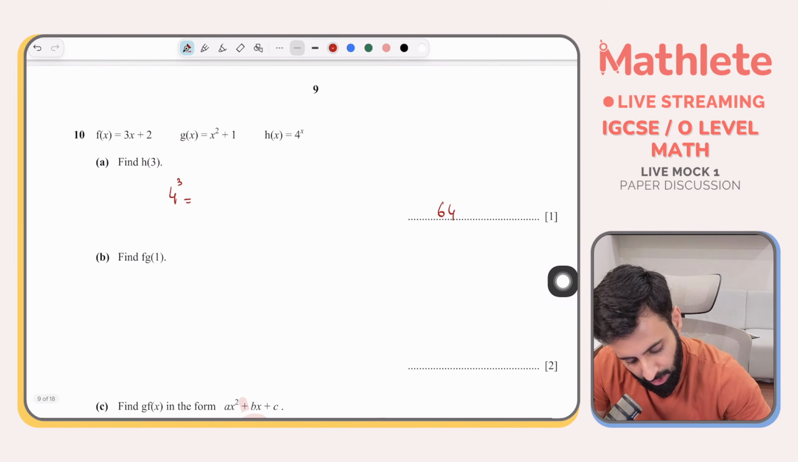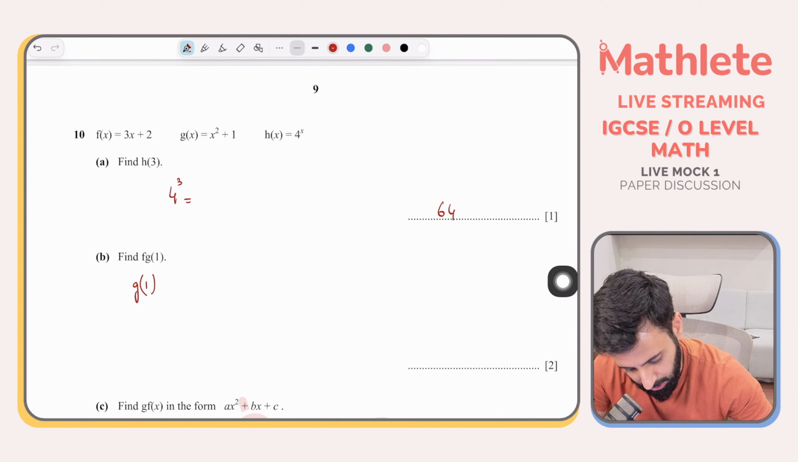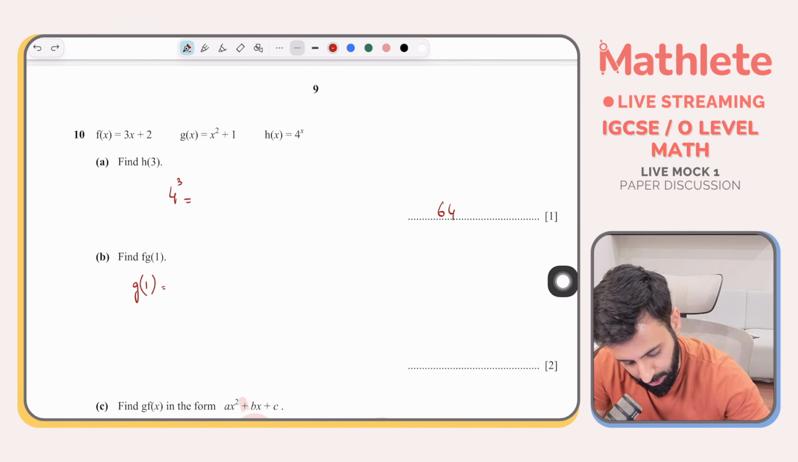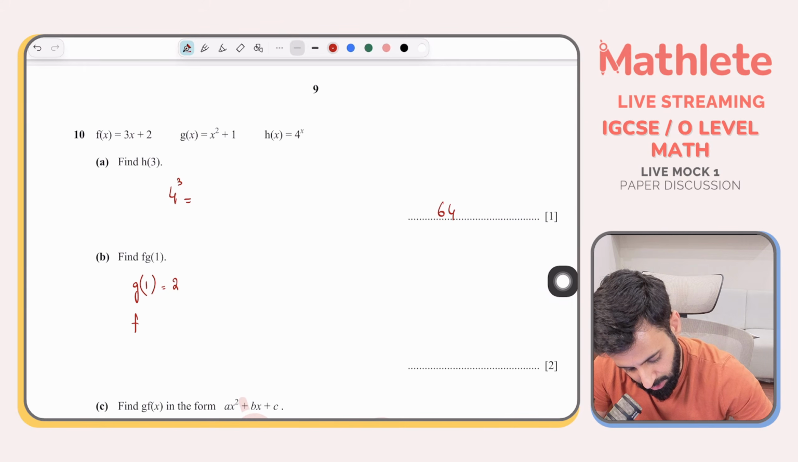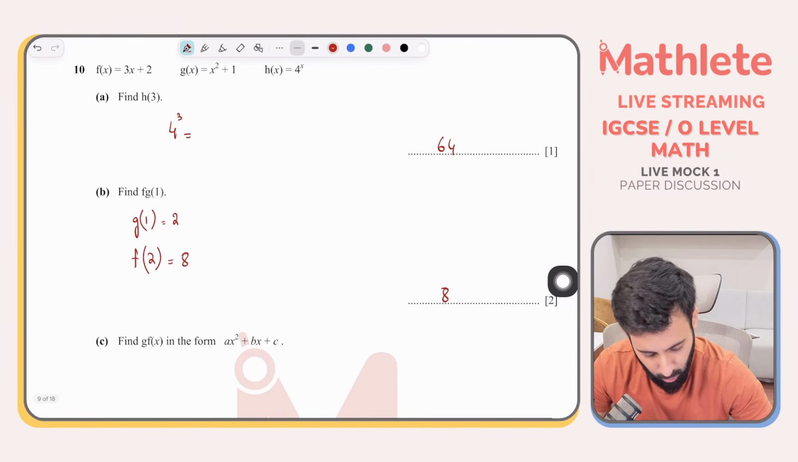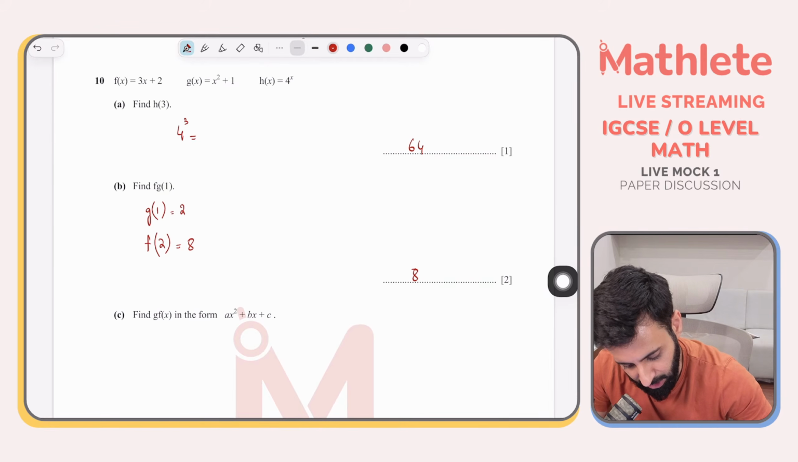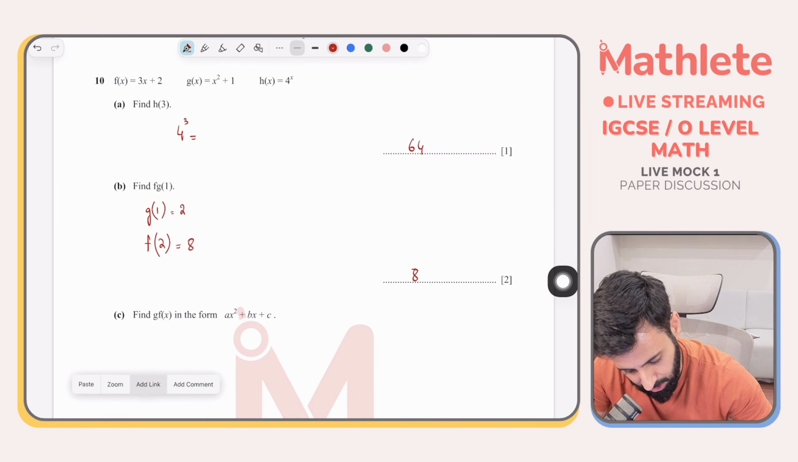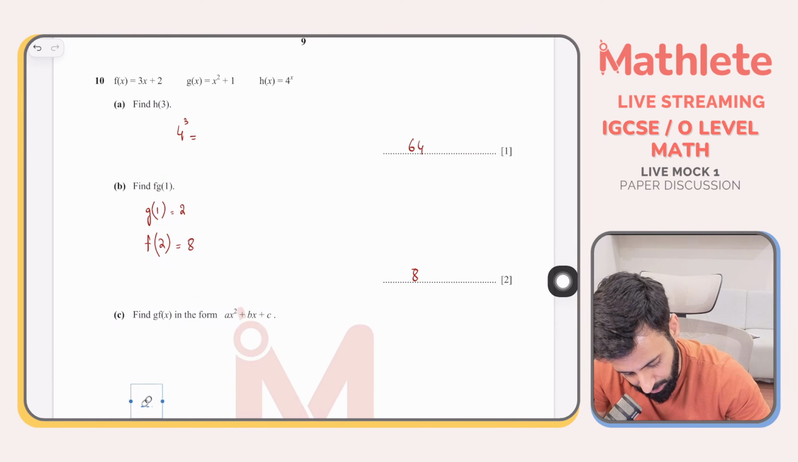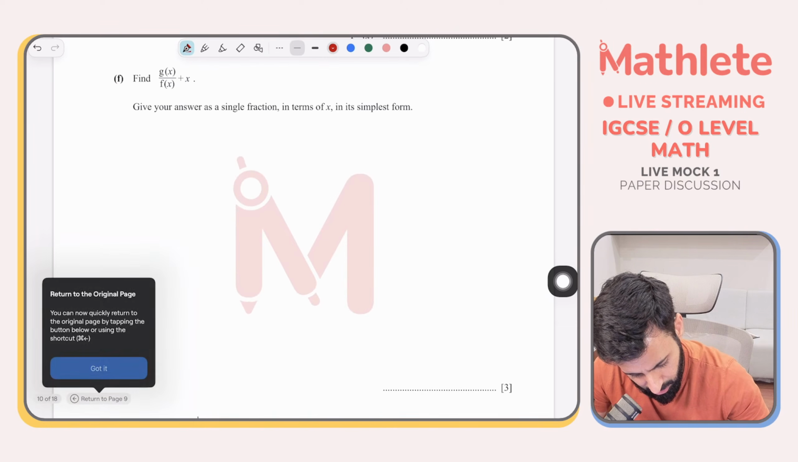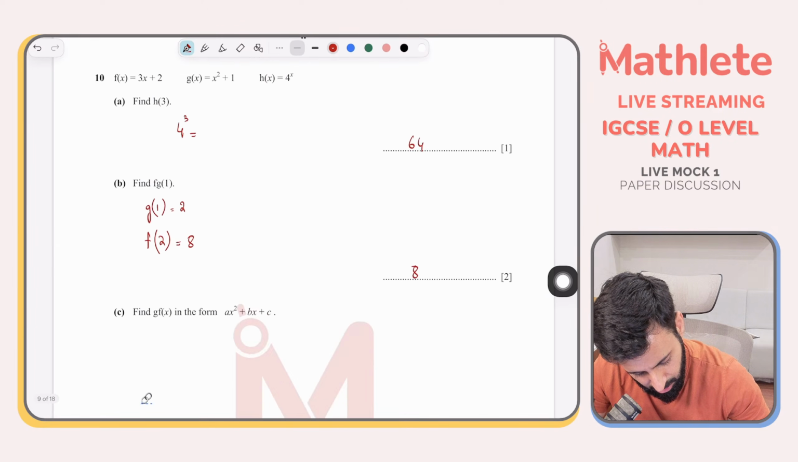That's it. Find f of g of 1. So g of 1 is equal to 1 square plus 1, which is equal to 2. And then f of g of 1 basically now means f of 2. So 3 times 2 is 6, 6 plus 2 is equal to 8. There we go. Find g of f of x in the form of ax squared plus bx plus c. So g of f of x, that means we plug in function f. Where is this from?